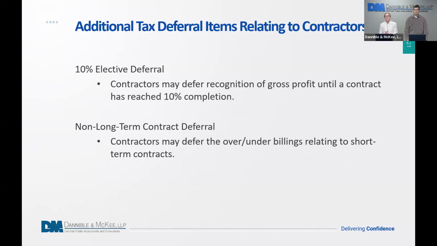Some additional tax deferral items relating to contractors. There's the 10% elective deferral. This method is available for all contractors. If a contractor has jobs that have not reached 10% complete by the end of the year, they can defer recognition of that gross profit.